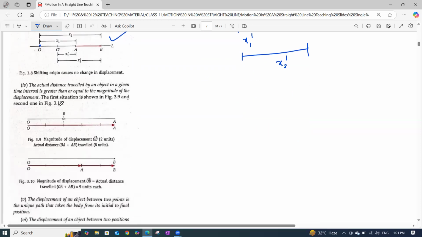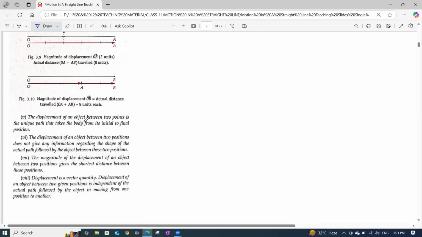Next, fourth point, the actual distance traveled by an object in a given time interval is greater than or equal to the magnitude of the displacement. So it can be greater than or equal to the magnitude. So in the same time, it can travel more distance or less distance also.